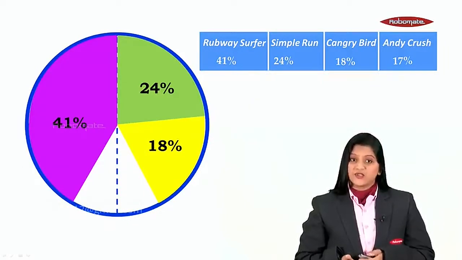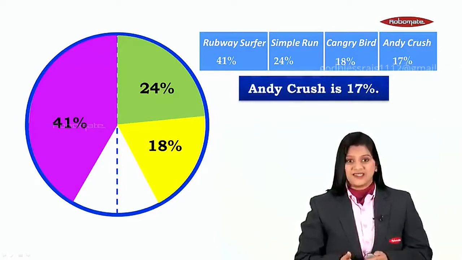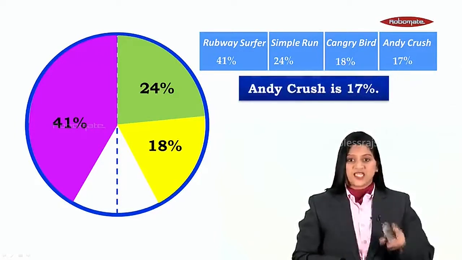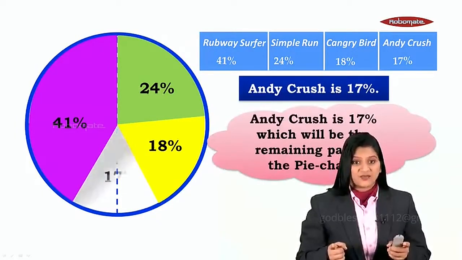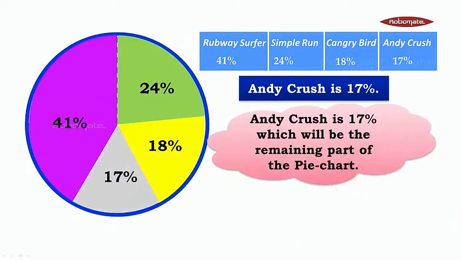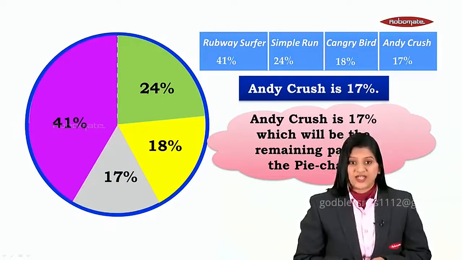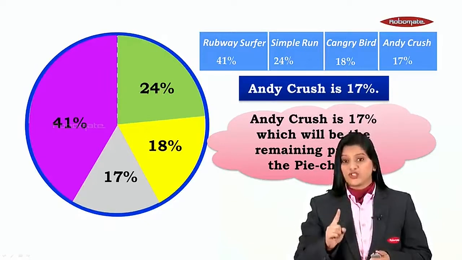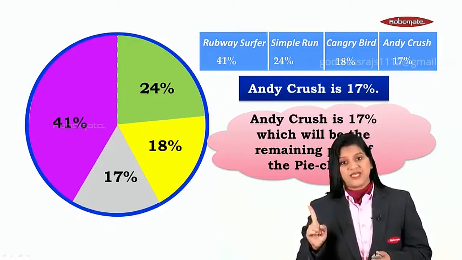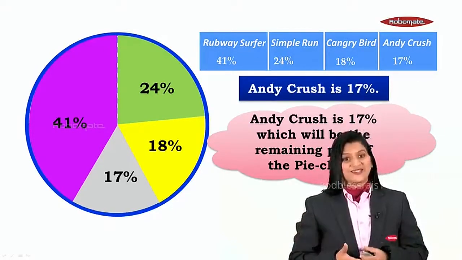Now, the last quantity is Andy Crush, 17%. Since the entire circle represents 100%, Andy Crush is 17%, which means the remaining part of the pie chart will be marked here. So, this is how you draw your pie chart, and that's how you're going to easily make it. But again, do not use colors in your exams, only a pencil and a pen. With this, we are done with a pie chart. Isn't it simple?